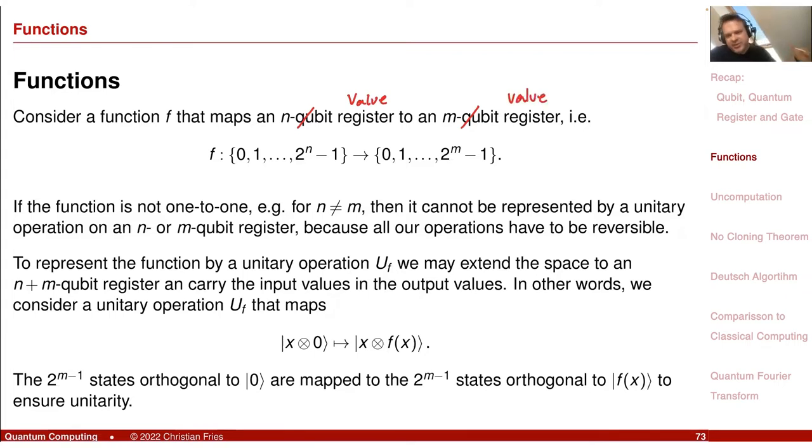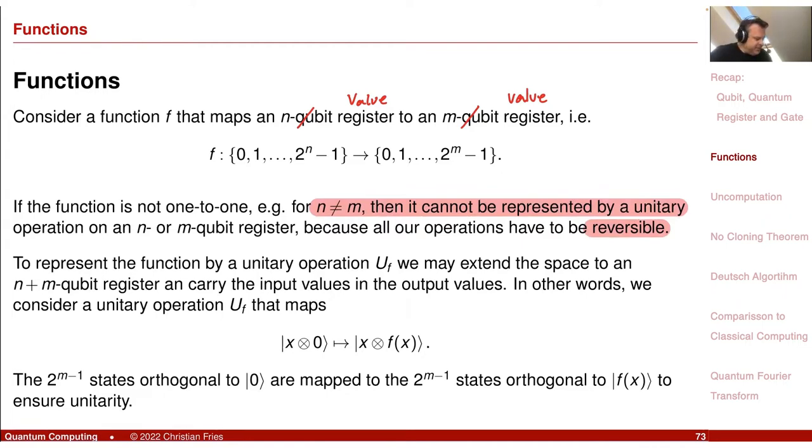If you would like to be more precise, I have this function. How can I represent this function now in a quantum computer? The point is, I cannot represent this by a unitary operator if n is not equal to m, for sure, because then it's not invertible. And even if n is equal to m, I do not know if it is invertible. The function could, for example, map everything to zero. It would not be invertible. So I have a problem in my quantum computer. I would like to have a unitary operator and that needs to be reversible. So how can I represent this function?